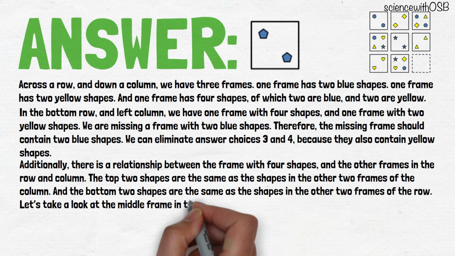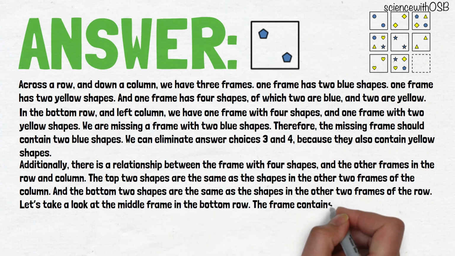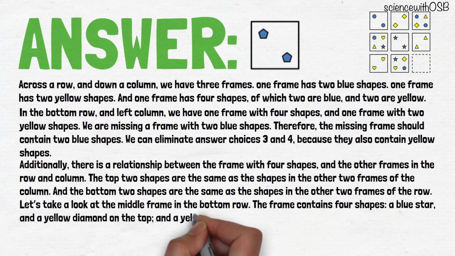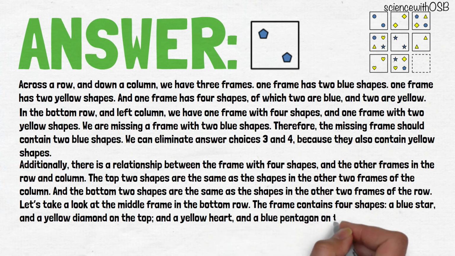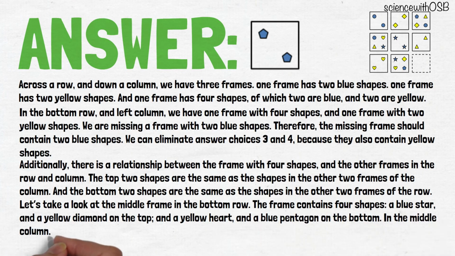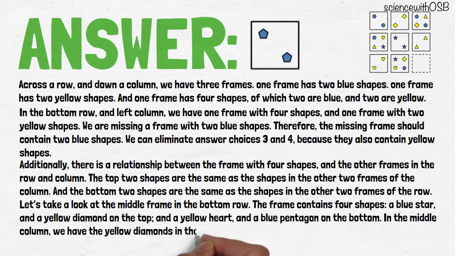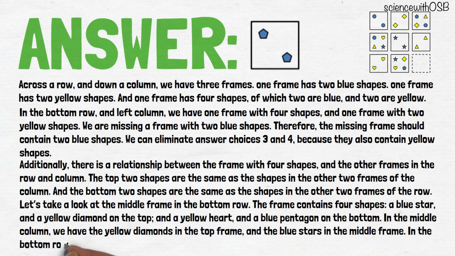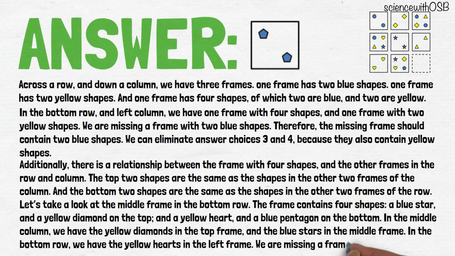Let's take a look at the middle frame in the bottom row. The frame contains 4 shapes, a blue star and a yellow diamond on the top, and a yellow heart and a blue pentagon on the bottom. In the middle column, we have the yellow diamonds in the top frame and the blue stars in the middle frame. In the bottom row, we have the yellow hearts in the left frame. We are missing a frame with blue pentagons. Hence, the correct answer is option 2.